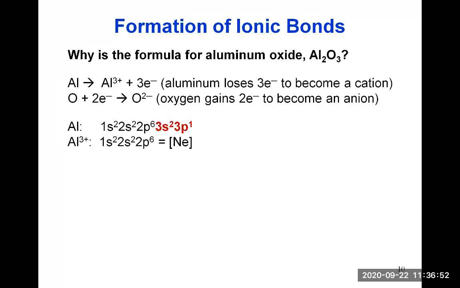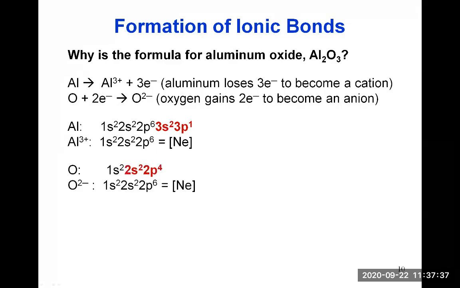And so aluminum likes to lose those 3 electrons in its valence shell. When it loses that 3p1 and 3s2 electrons, it gains the same electron configuration as neon, because aluminum has atomic number 13, which means it has 13 electrons, but by losing 3, it gets only 10 electrons. And that's the atomic number of neon. So then Al3+ has the same electron configuration as neon. Let's look at oxygen.